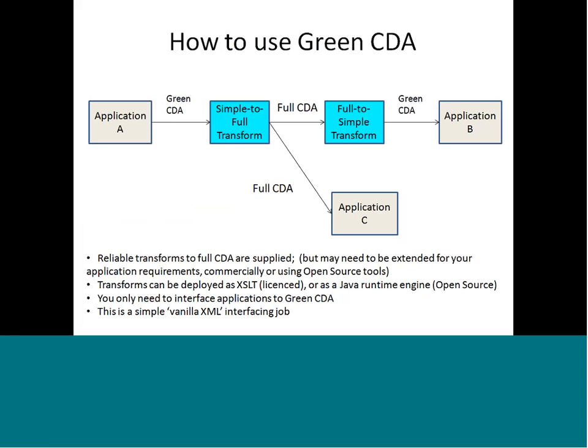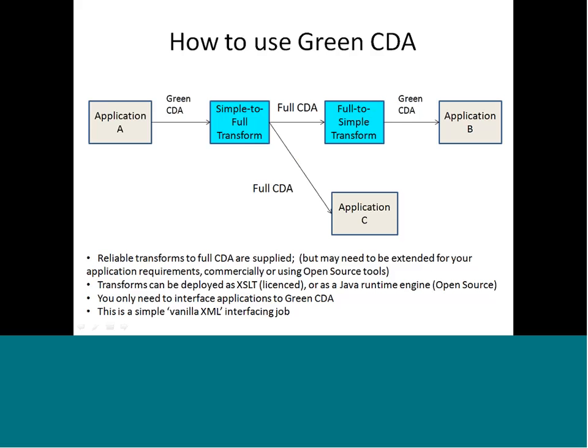So how to use it is shown in this diagram here. If you've got a sending application, which we've called A in this diagram, what you've got to do is build an interface from application A to the Green CDA, and then you apply the transforms, which are supplied and reliable automatically created transforms, to create full CDA. And you can send the full CDA over the wire. That's what goes over the wire. At the receiver end, you can similarly, if you want, apply the full to simple transform, so you build your application B to receive the Green CDA only. But there are people out there that are not using Green CDA, of course, and so they can receive the full CDA that you sent out anyway.